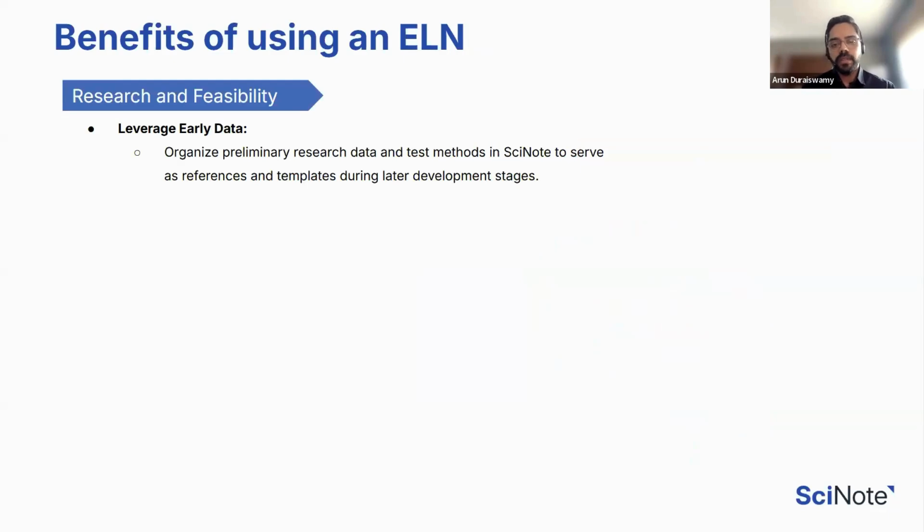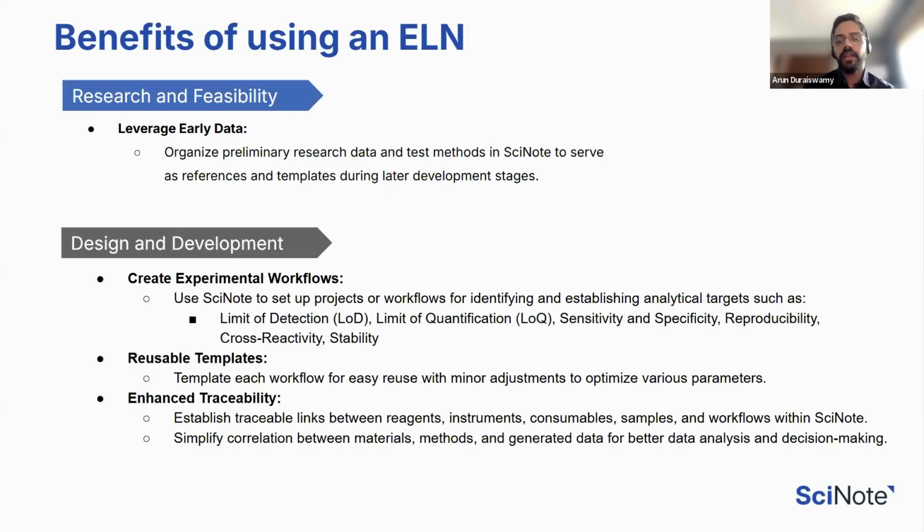So here, it's important to leverage your early data. During the early R&D phase, oftentimes your data is not quality controlled since it's not being used for regulatory submission. So it's a bit of a free-for-all in terms of how scientists are organizing or capturing their data. But if you can organize your preliminary research data and the methods that you're using in an ELN like SciNote, it can serve as a reference or even templates for later development stages, which makes work a lot more efficient and effective.